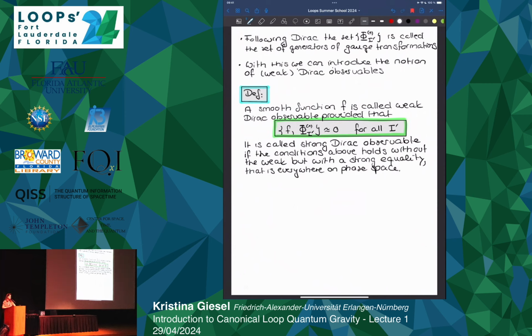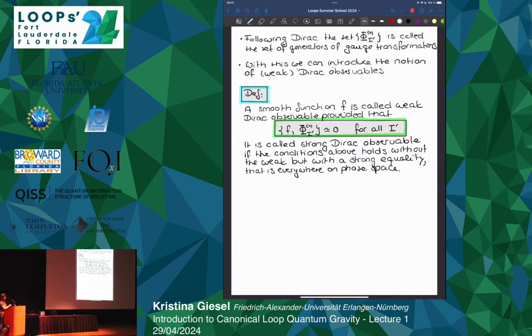Okay, now since we distinguish between weak and strong equalities, so equalities which are satisfied only on the constraint hypersurface, let me now introduce as the last notion in this chapter the so-called Dirac observable, which is a quantity which commutes with all first-class constraints, at least weakly, so up to constraints. And going back to the interpretation, these would be the quantities which are gauge invariant in this setup. And these are usually the quantities that we are interested in if we work with constraint systems.